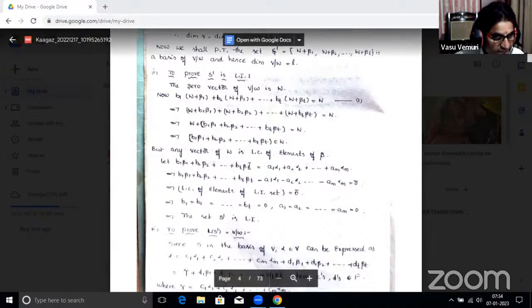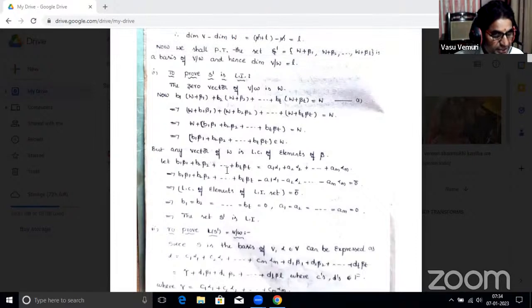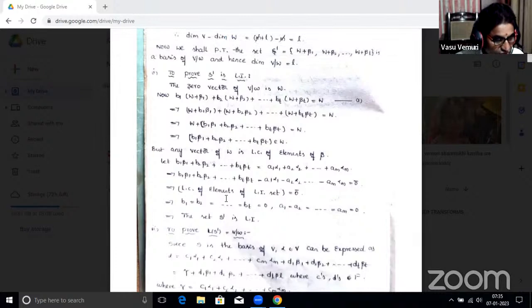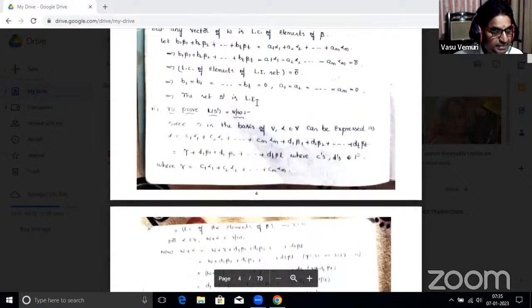So first of all, you have to write the linear combination b1 beta 1, b2 beta 2, and so on, bl beta l equal to a1 alpha 1, a2 alpha 2, and so on, am alpha m. So all the elements are converted to this side. Now b1 beta 1, b2 beta 2, bl beta l minus a1 alpha 1, a2 alpha 2, and so on, am alpha m: this is a linear combination of a linearly independent set equal to the zero vector. So each and every scalar must be zero. Therefore, the given set is linearly independent.